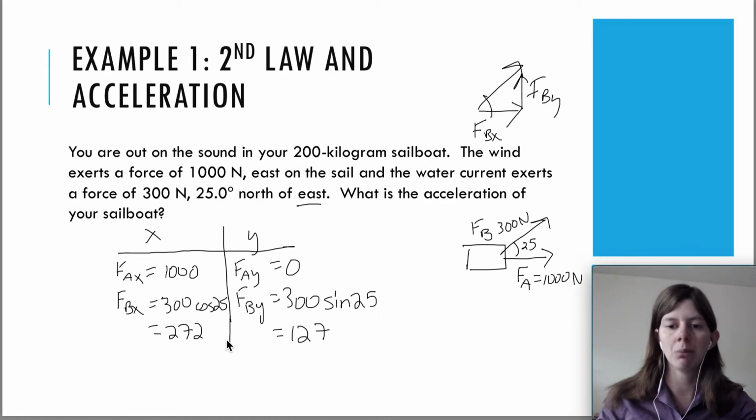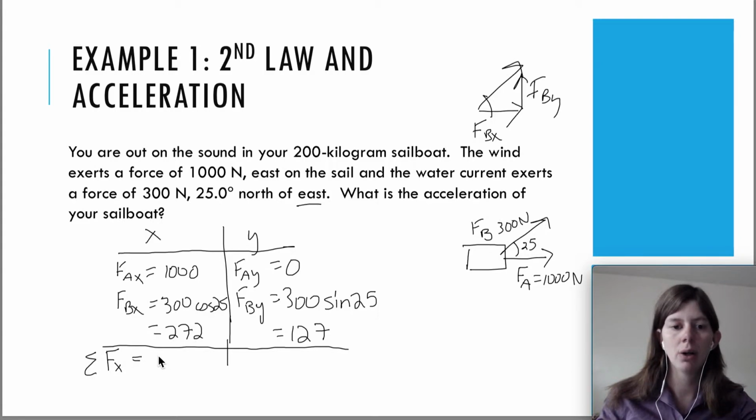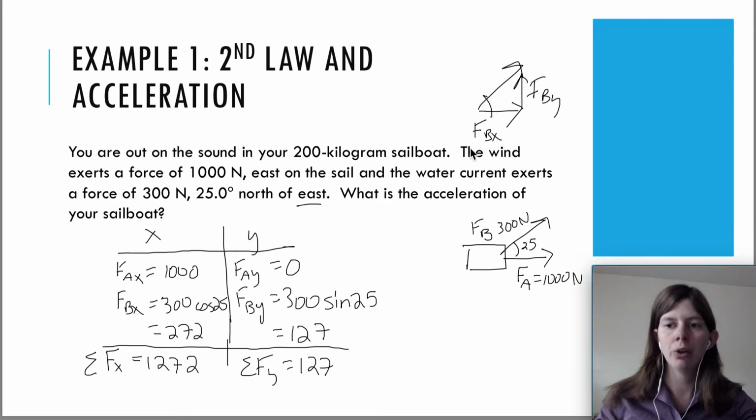So we found the x and y components of each force. Now we're going to add the x components to get the net force in the x direction, which I'll call Fx, or the sum of Fx, the net force. When you add these together, we get 1272 newtons. And when we add the y forces, to get the sum of all the y forces, we get 127. Note that all of my components were positive, but you do have to pay attention. If a component is going to the left or downward, make sure that you make that negative.